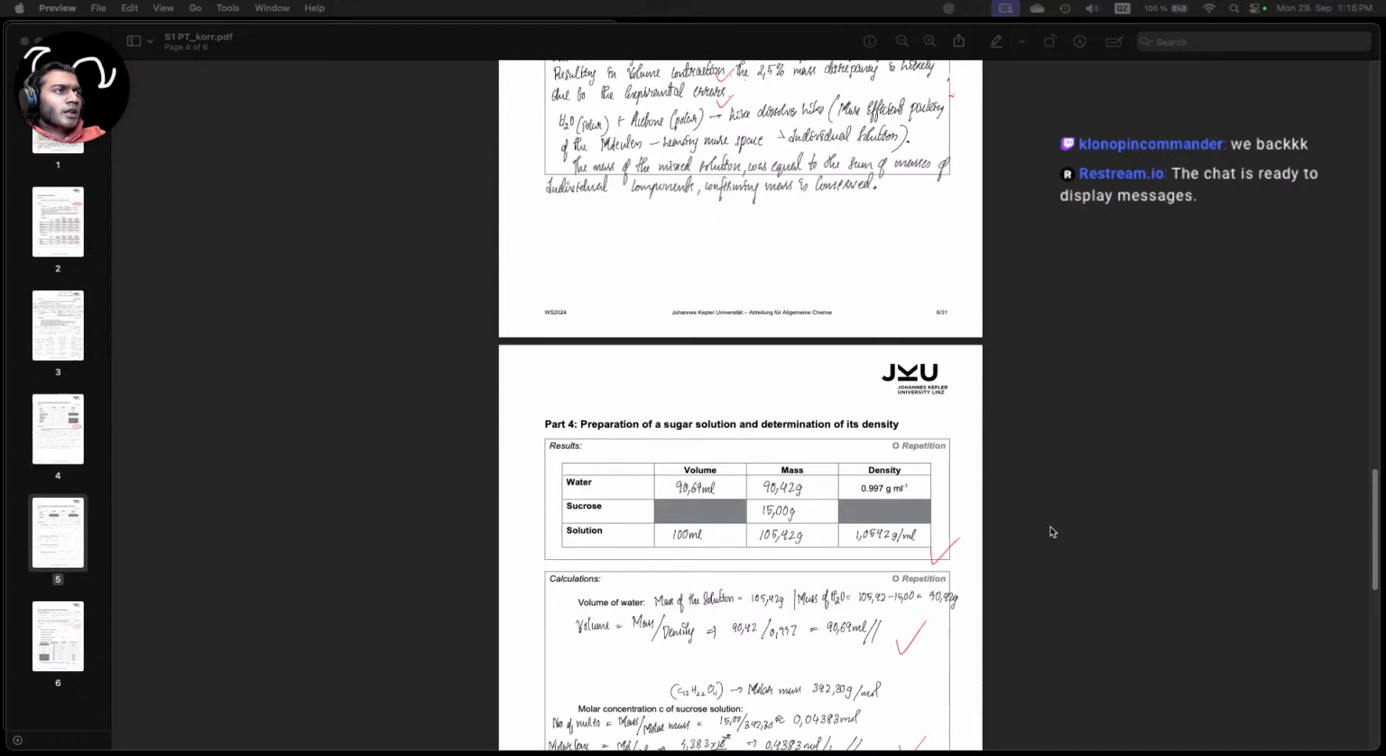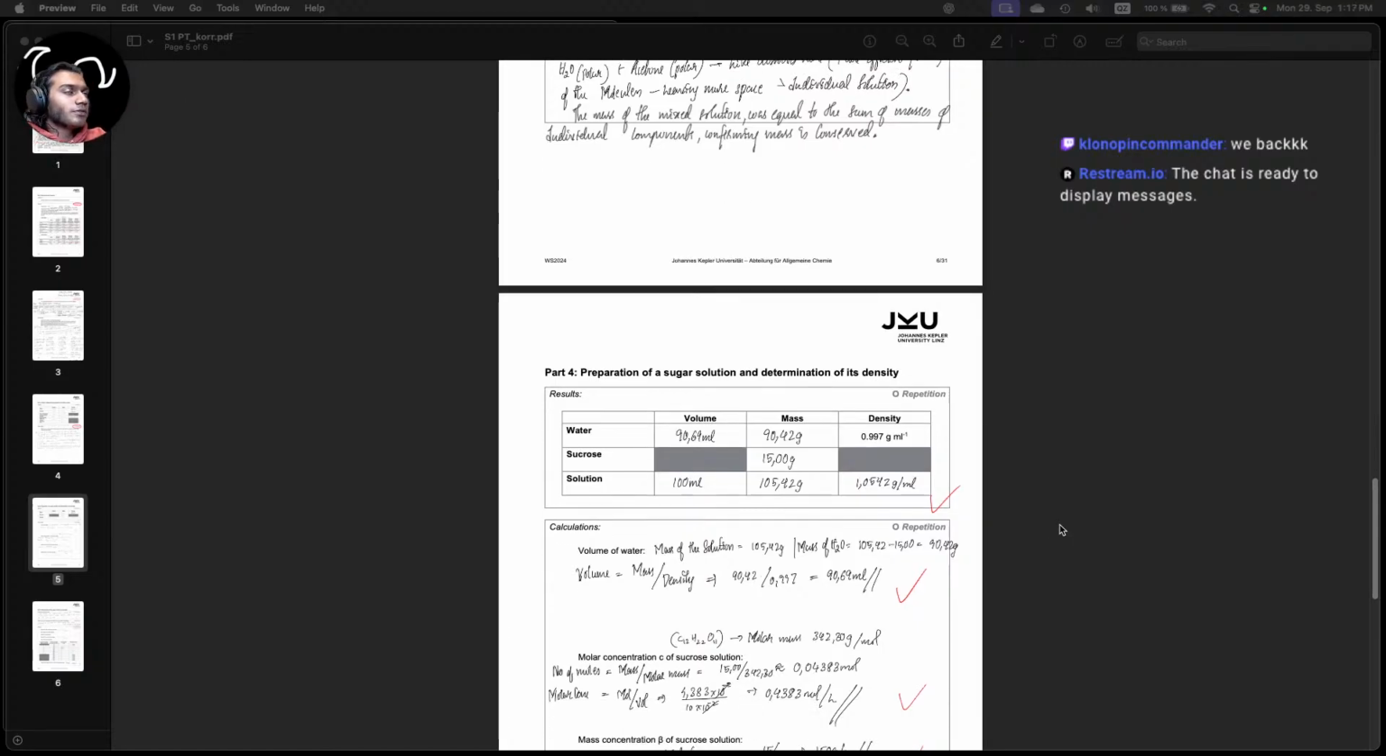Preparation of sugar solution and determination of the... Okay, oh. This part is pretty tough.